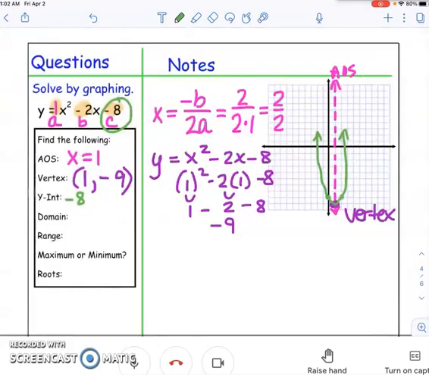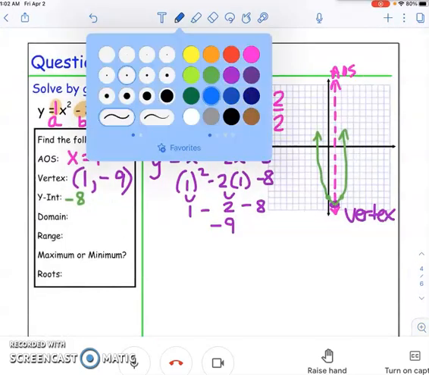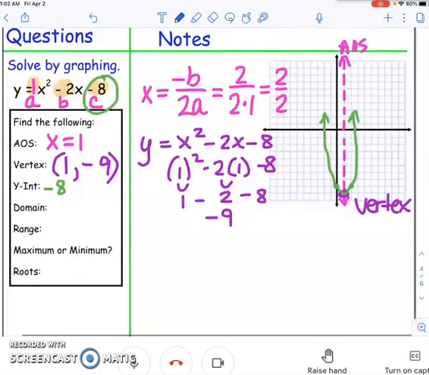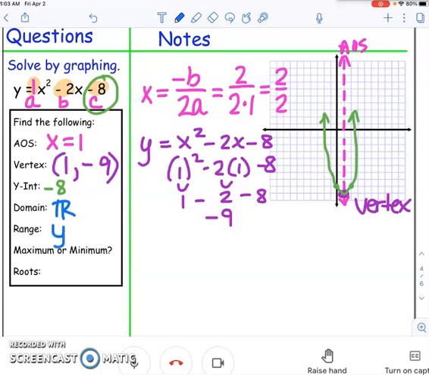Okay, so now I need my domain and range. Remember, the domain is all of the possible values for x, so that's anything. We could plug in anything we want for x and we can solve this equation. Then the range, the y values, this vertex is the lowest point on the graph. It's a minimum. So that means that the y value of -9 is the lowest point it hits. So y is greater than or equal to -9. For all of the other points on your graph, they're higher than -9.